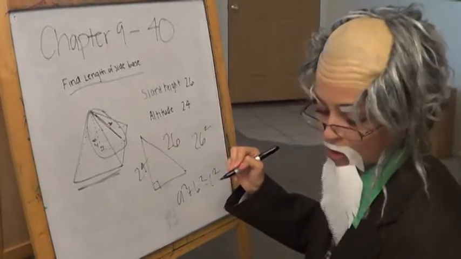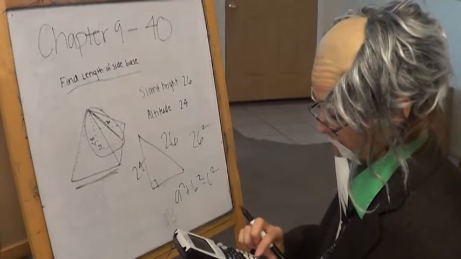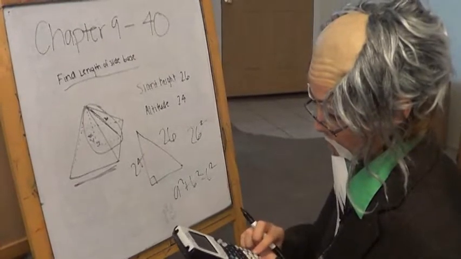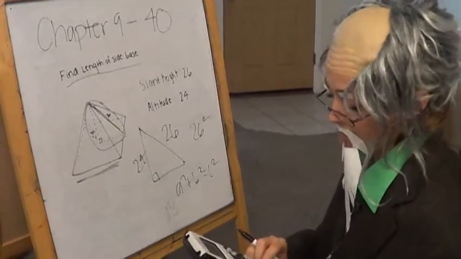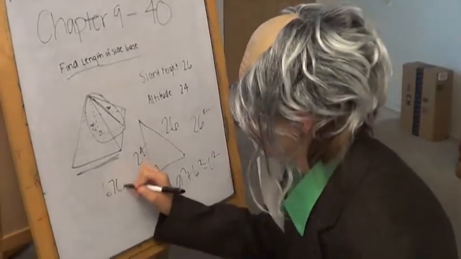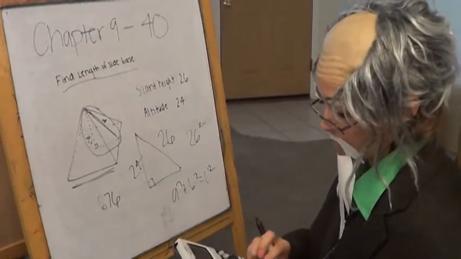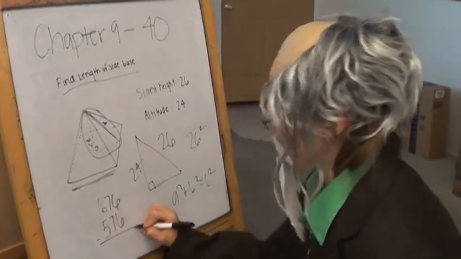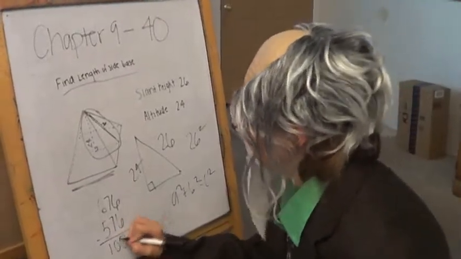26 squared is equal to, let me just figure that out here real quick. 26 times 26. Hold on. Your calculator. Just kidding. It does. 676 and 24 times 24 equals 576. So you're going to subtract 576 from 676, which equals 100.